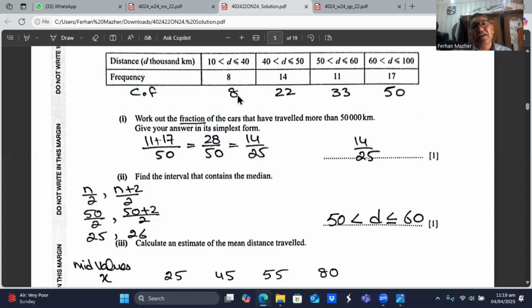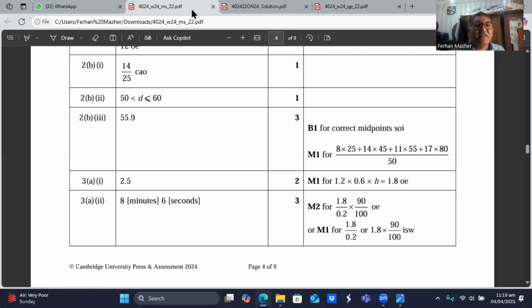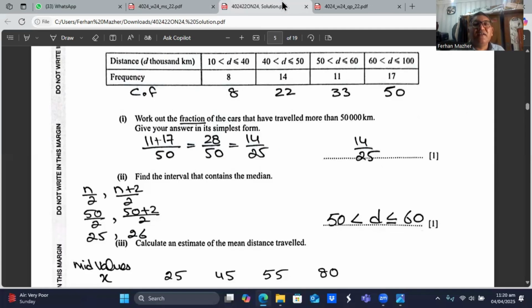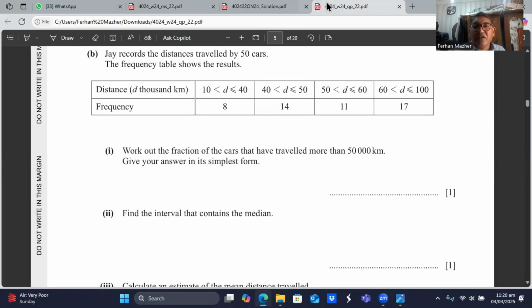So this class has 1 to 8, this class has 9 to 22, and this class has 23 to 33. So the 25th number and the 26th number both are in this class. So the median is in the interval greater than 50, less than or equal to 60. So the median is here somewhere. So let's check, our answer is right. This is how you do it.